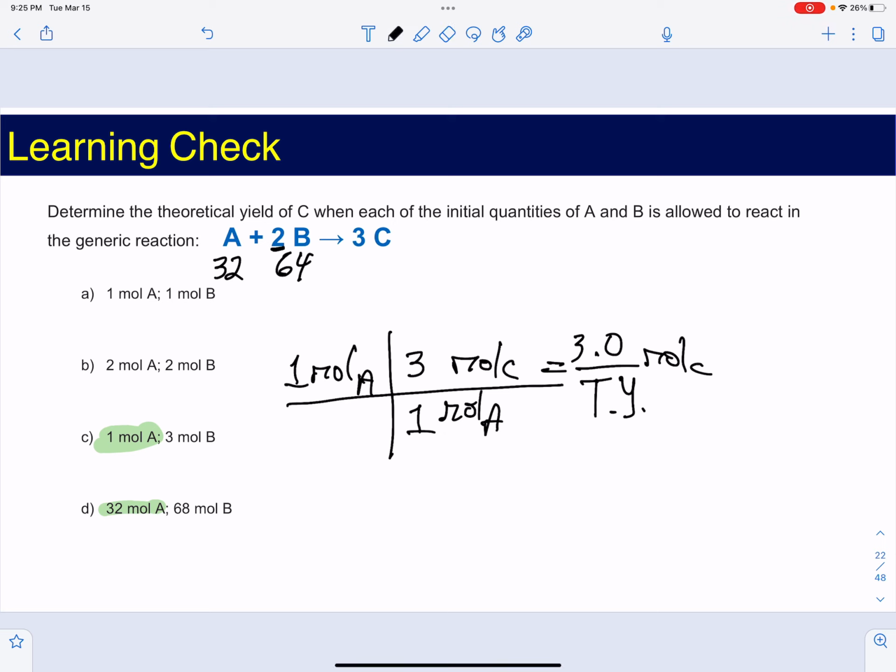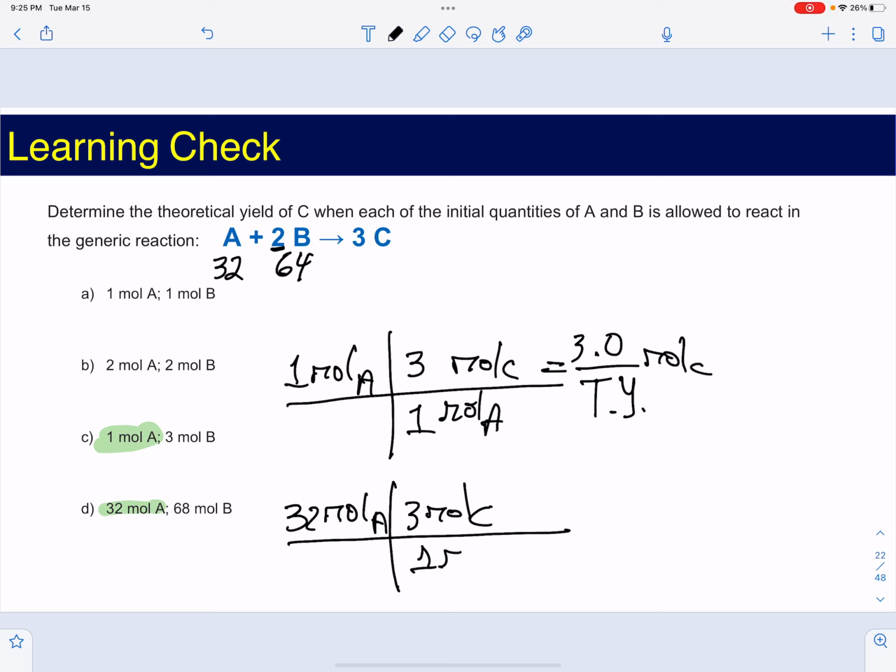Once I find the limiting reactant, that's the only one I'm going to use for my calculations, which is 3 moles of C for every 1 mole of A, which is going to give me 96 moles of C. And this is my theoretical yield. So that's how you find the theoretical yield. Find first which reactant is the limiting reactant and use that one to calculate how much product you can get.